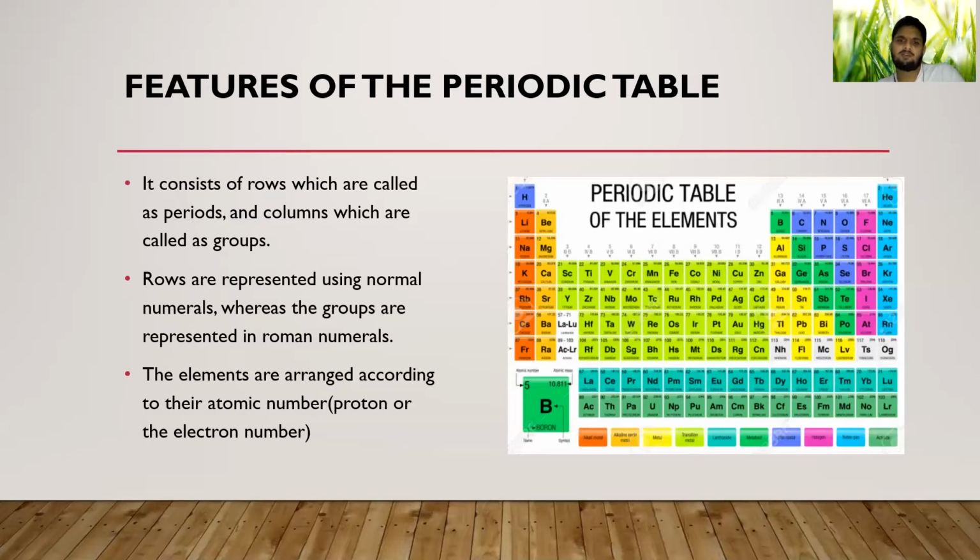Okay, but in the case of top to bottom, it also increases, but it doesn't increase in a regular pattern. It differs. All right. So the elements are arranged based on their atomic number. We could also be more specific, saying they are arranged according to the increasing atomic number or proton number or electron number. All three are synonyms of each other.